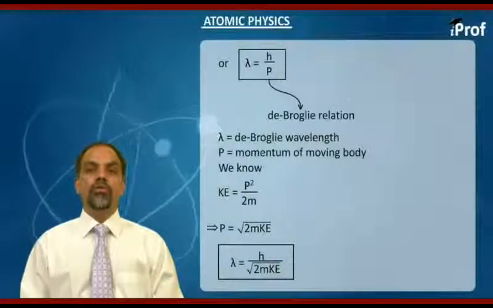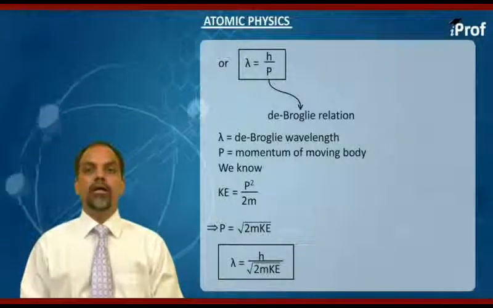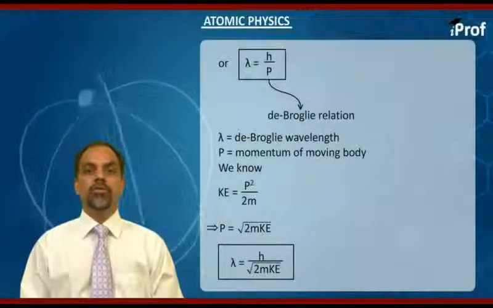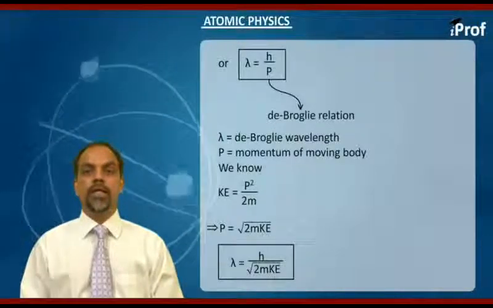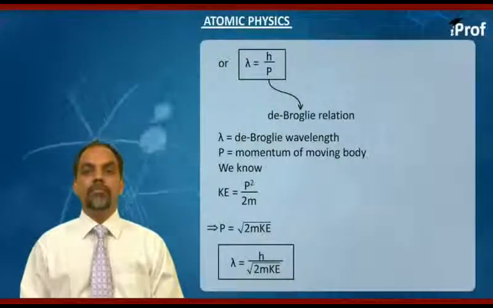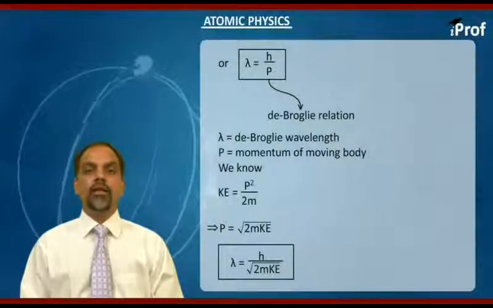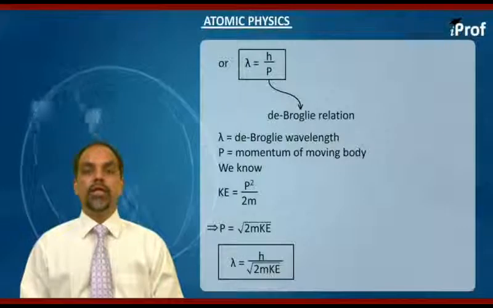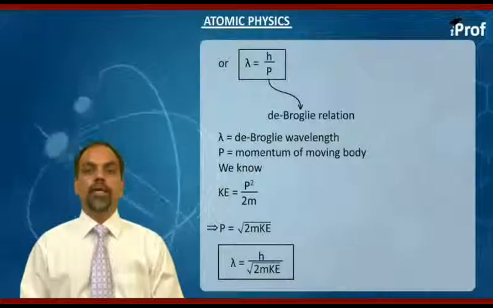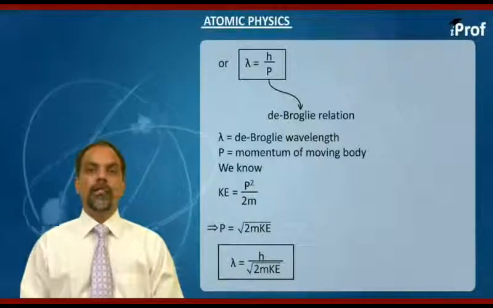Now we know from classical mechanics that the kinetic energy of a moving body and its momentum are related. So we have a very simple relation, that is kinetic energy is equal to P square over 2m. So we can write momentum as under root 2m KE. So that's the relationship we can have, and we can modify our de Broglie relationship, replacing momentum in terms of kinetic energy, that is lambda is equal to h over under root 2m KE. Now this is the basic relation that we'll be exploiting in numerical problems.